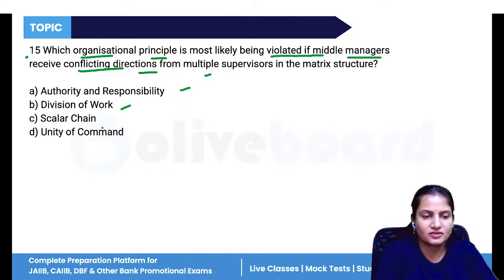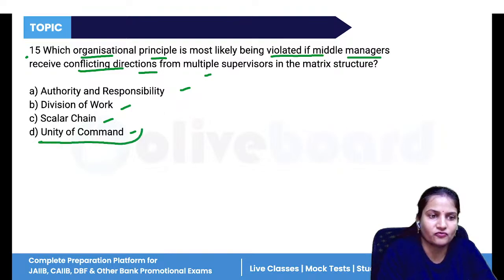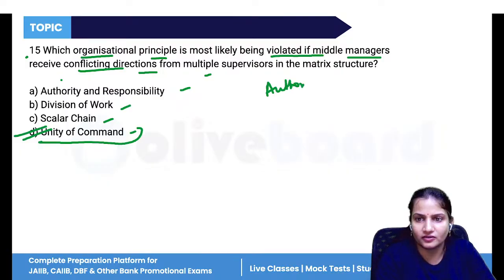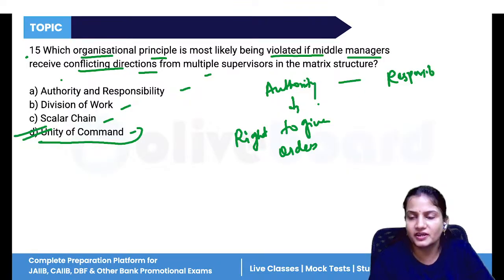Authority and responsibility, division of work, scalar chain, or unity of command. So if one person is receiving orders from multiple supervisors, then again unity of command is being violated. Now, what is authority and responsibility? Authority means the right to give orders. And what is responsibility? Responsibility means the one who has the obligation to perform the work. Responsibility is being obligated to perform the task.